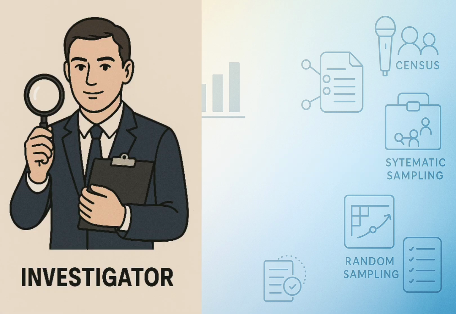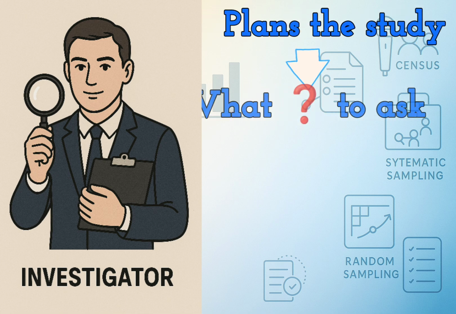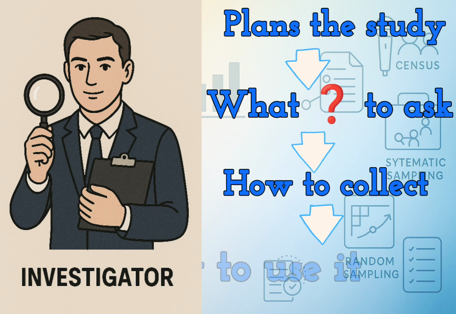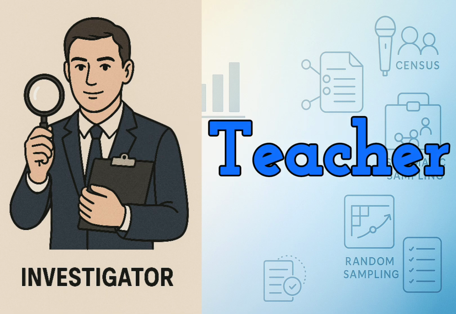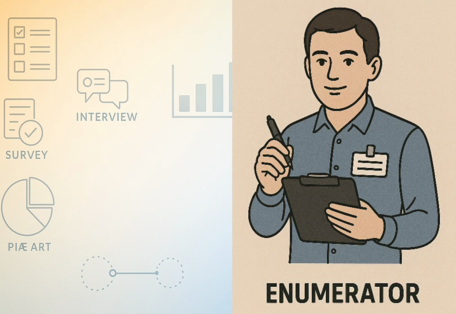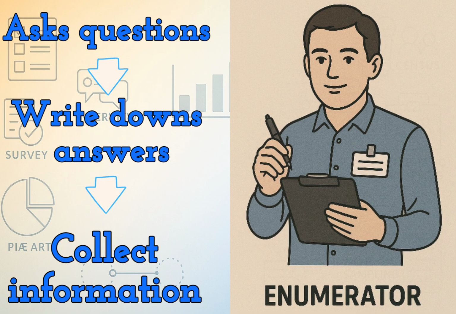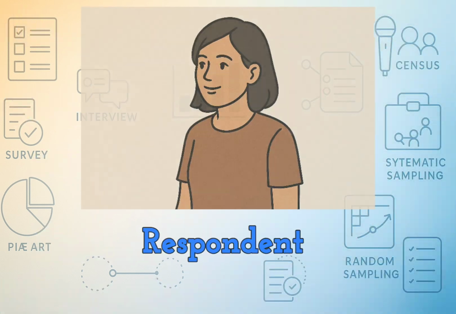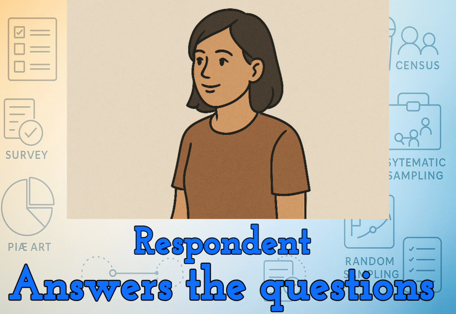Who is an investigator? An investigator is a person who plans the study. They decide what questions to ask, how to collect data, and how to use it. You can say the investigator is like the teacher of the survey. Who is an enumerator? An enumerator is the person who asks questions and writes down answers. They go to people and collect information. Who is a respondent? A respondent is the person who gives the answers. They answer the questions asked by the enumerator.